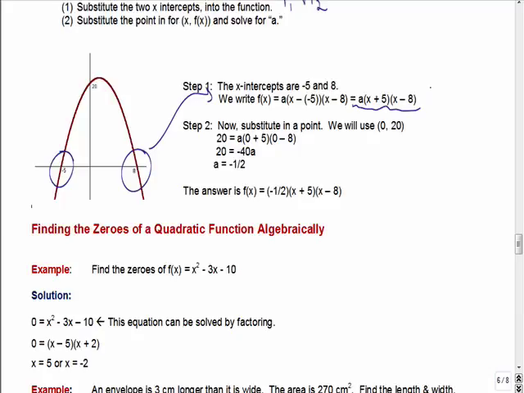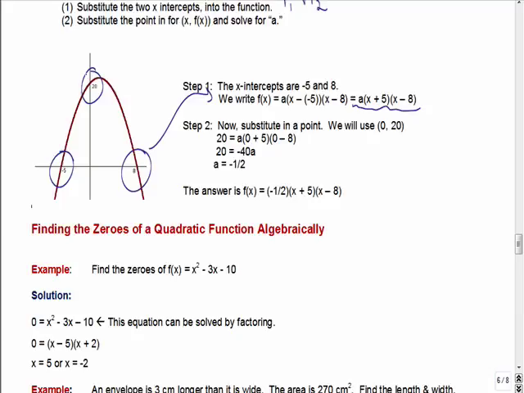For step 2, we then substitute in a point. I gave you the point 0, 20. Now I won't always give the y-intercept, but it does make the math a little bit easier. So if I do that, I substitute 20 in for y and 0 in for the x's. And if I do that, I get 20 equals a multiplied by 0 plus 5 multiplied by 0 minus 8. Or in other words, 20 equals -40a.